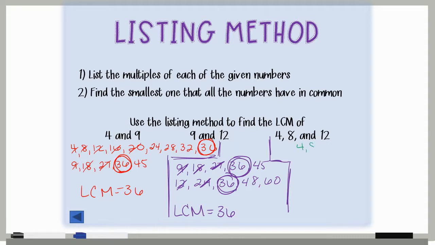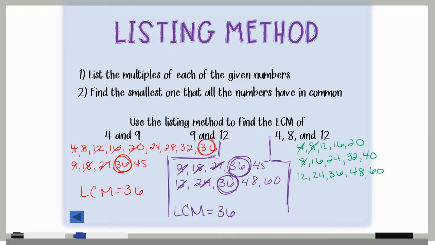So I have 4 times 2 is 8, times 3 is 12, times 4 is 16, times 5 is 20. Then I have 8. 8 times 1 is 8, times 2 is 16, times 3 is 24, times 4 is 32, times 5 is 40, and then I have 12. 12 times 1 is 12, times 2 is 24, times 3 is 36, times 4 is 48, and times 5 is 60. Well, I know anything smaller than 12 isn't going to work.